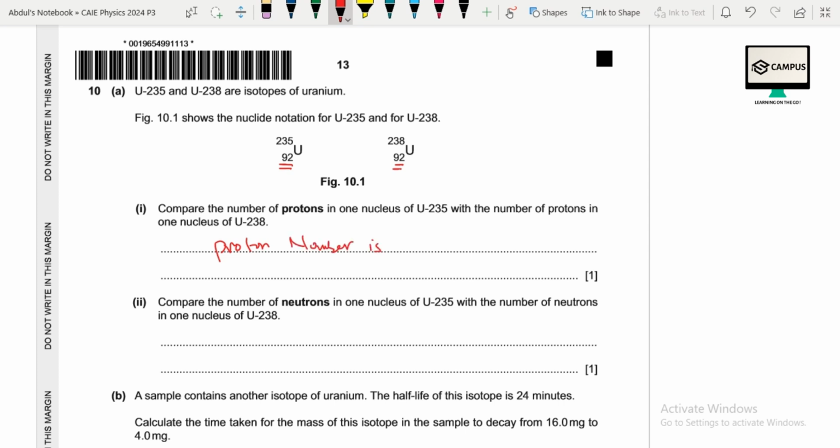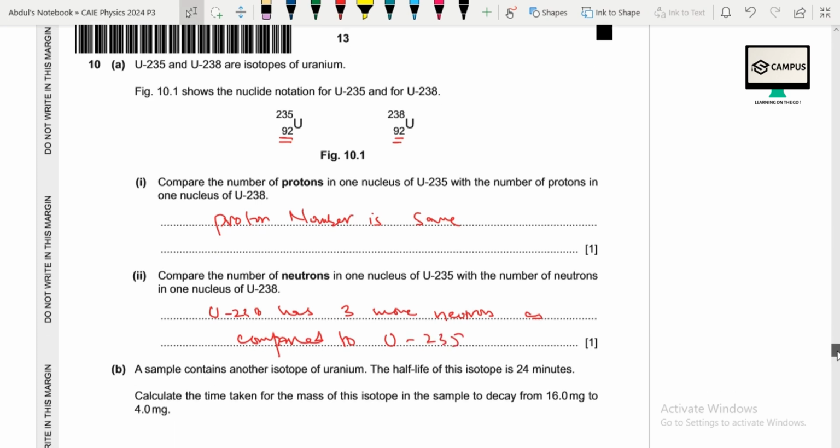Now compare the number of neutrons. So U238 has 3 more neutrons as compared to U235.